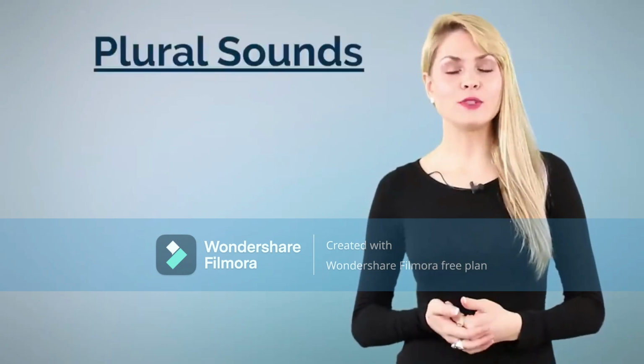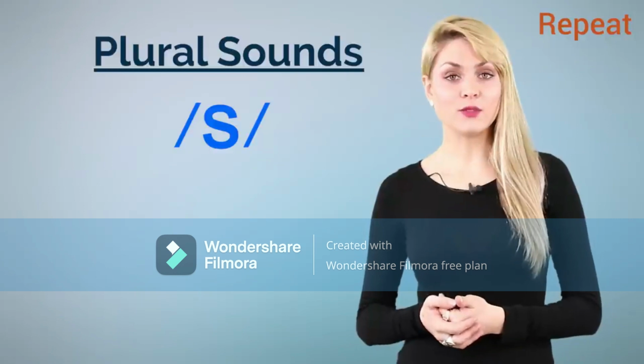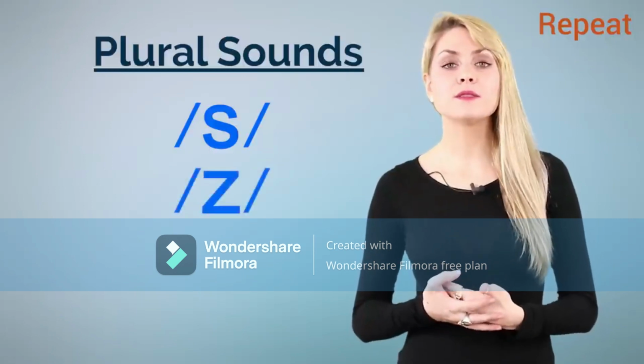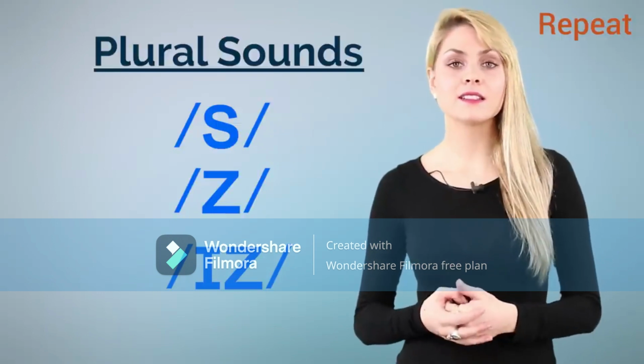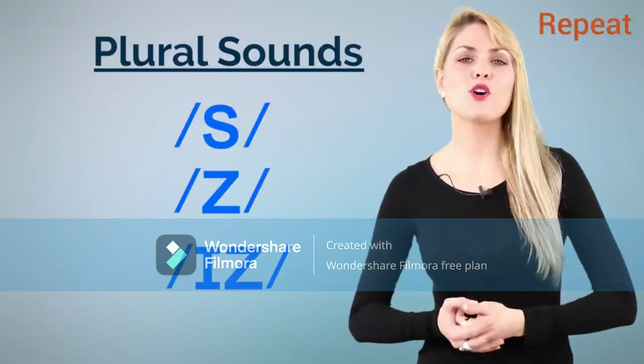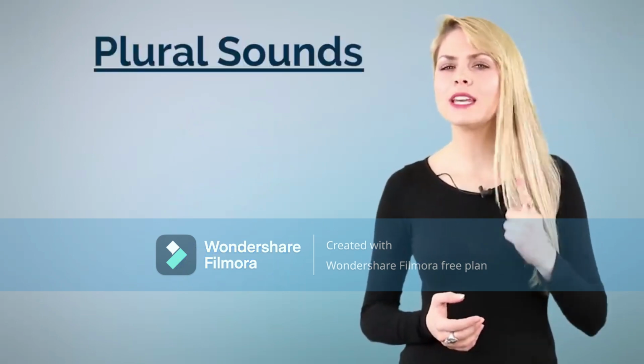The first sound is S. The second sound is Z. And the third sound is IS. So let's review some words together and be really careful. What sound do you hear?